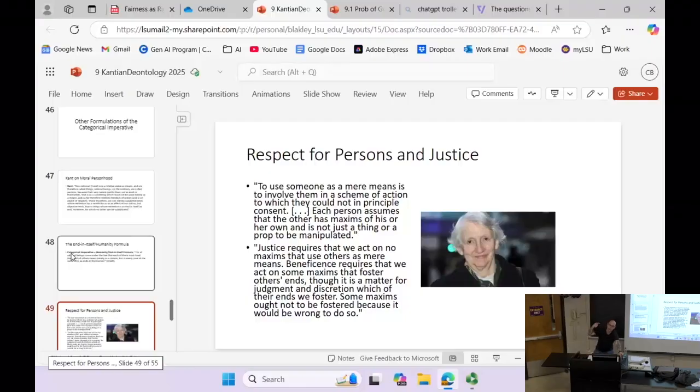So what really makes us rational beings is that we can set ends for ourselves. For Kant, that plays a big role here. So justice, remember fairness, requires that we act on no maxims that use others as mere means or that generate formal contradictions. Beneficence, helping others, requires that we act on some maxims that foster others' ends, though it's a matter of judgment and discretion which of their ends we foster. Some maxims we ought not to foster because it would be wrong to do so.